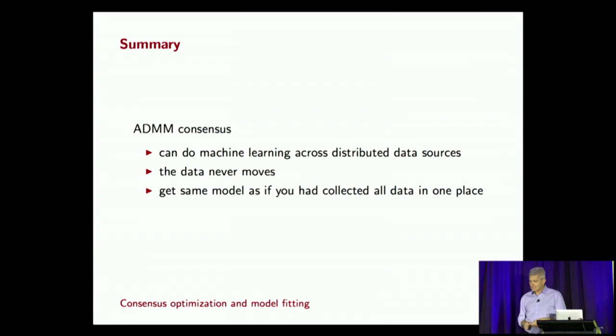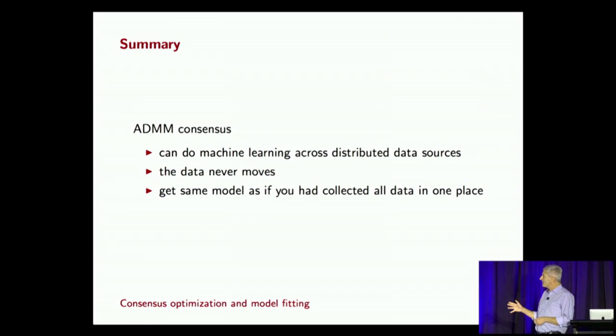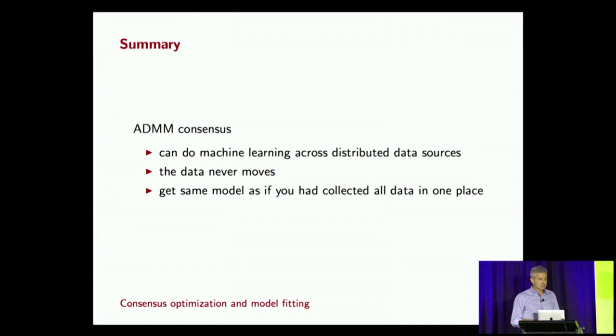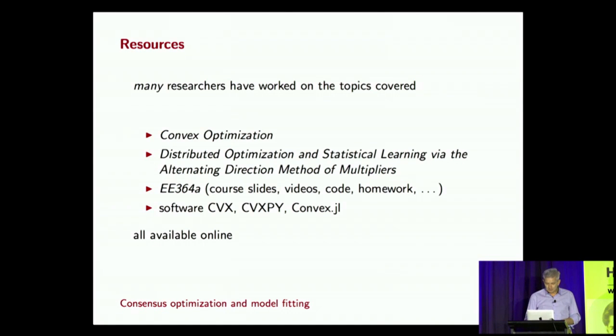So let me just summarize. With ADMM consensus, you can do machine learning across distributed data sources. I think that's cool. The data never moves. Now you can see why I'm going to have to pay you that $20, wherever it was. And the cool part is you get the same model as if you'd collected all the data in one place and then solved it as just one global problem.